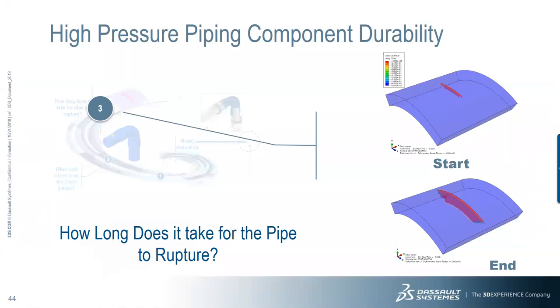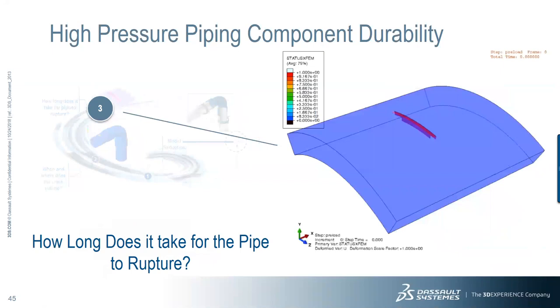So this we have done using XFEM functionality along with the direct cyclic procedure. In FE-SAFE, in Abaqus, we have low cycle fatigue. We can do a low cycle fatigue using direct cyclic procedure. So we have used that to calculate how much time it will take for the pipe to rupture. Yeah, and this is basically how your crack will grow.